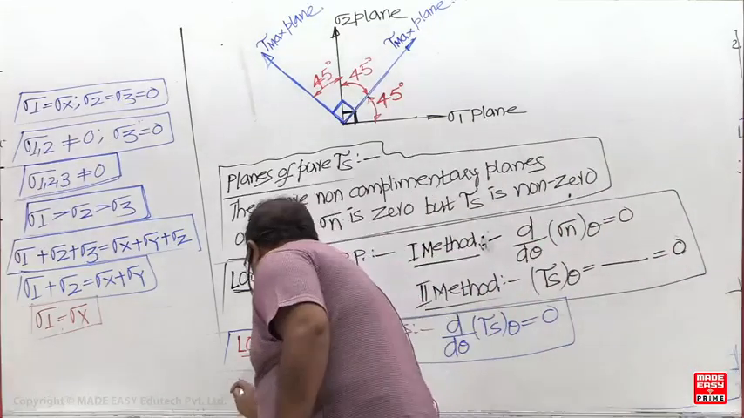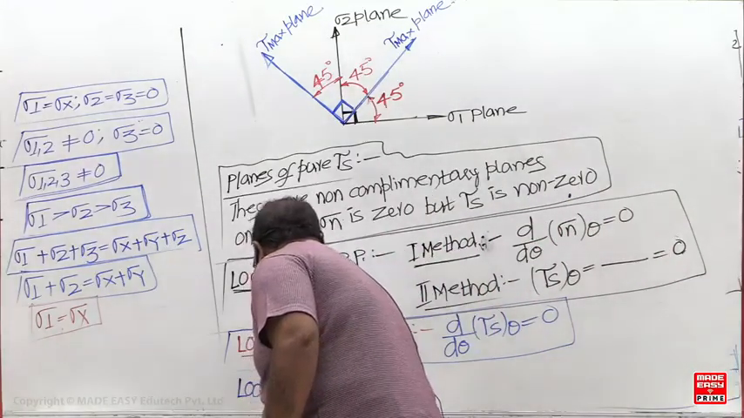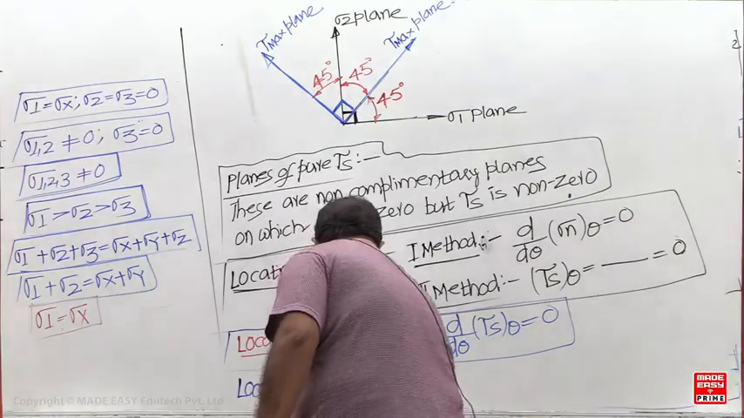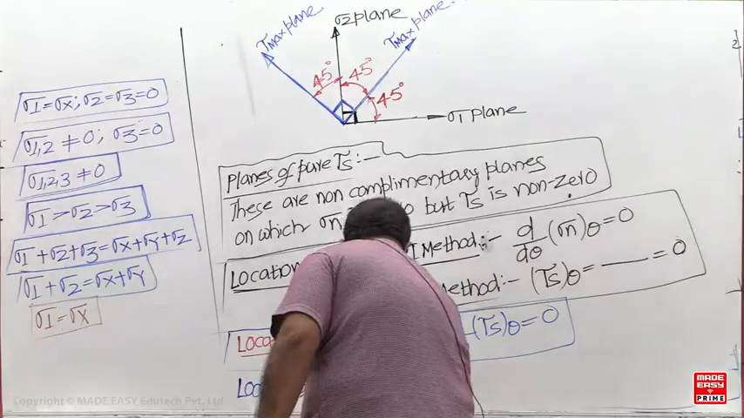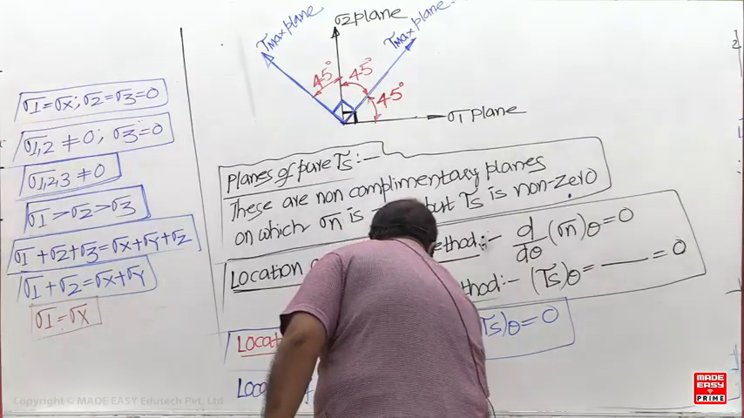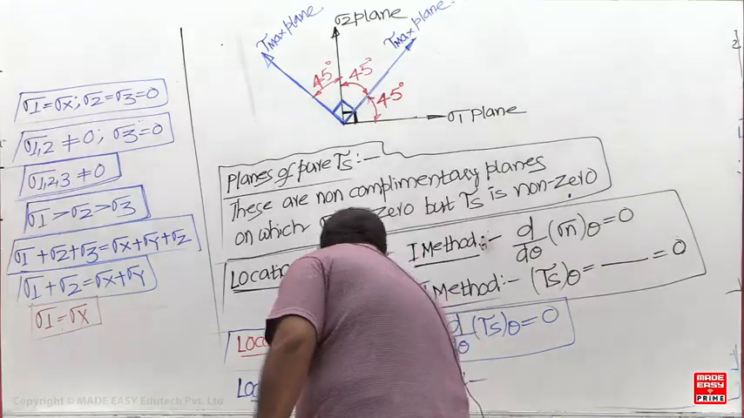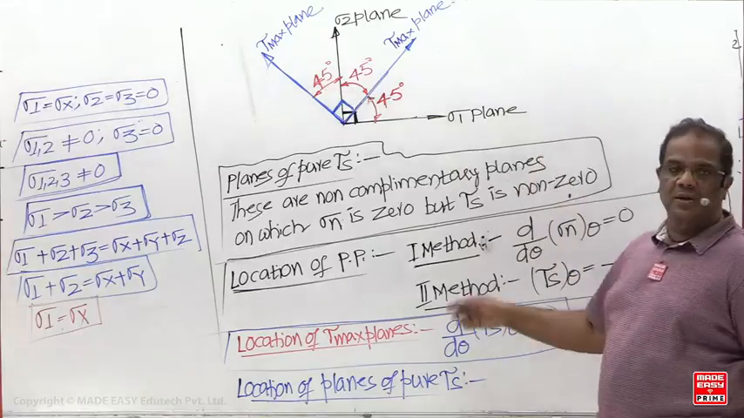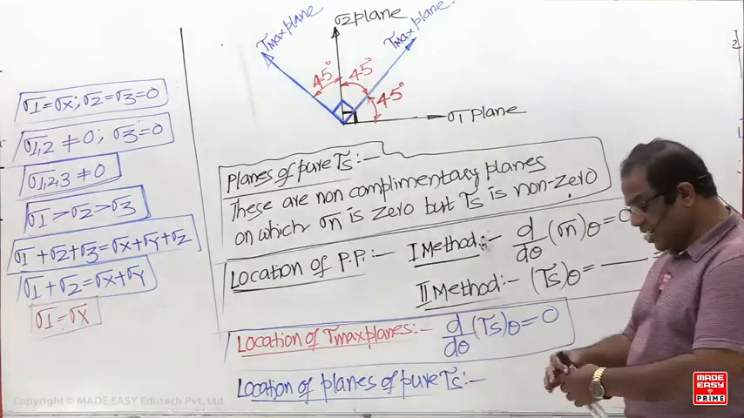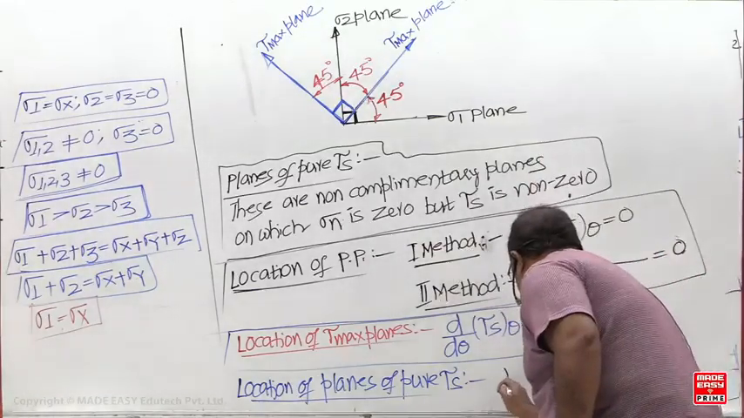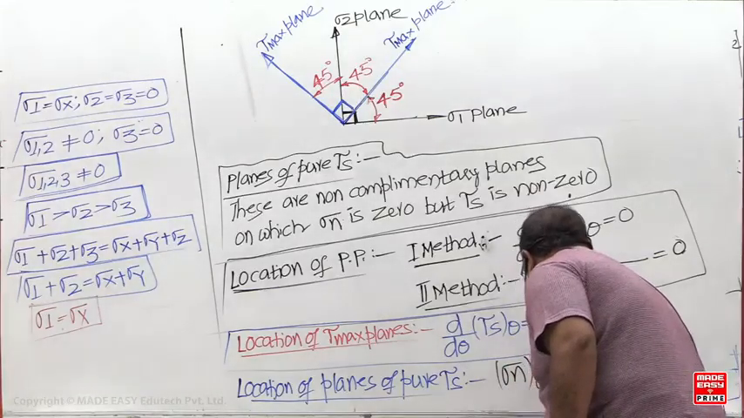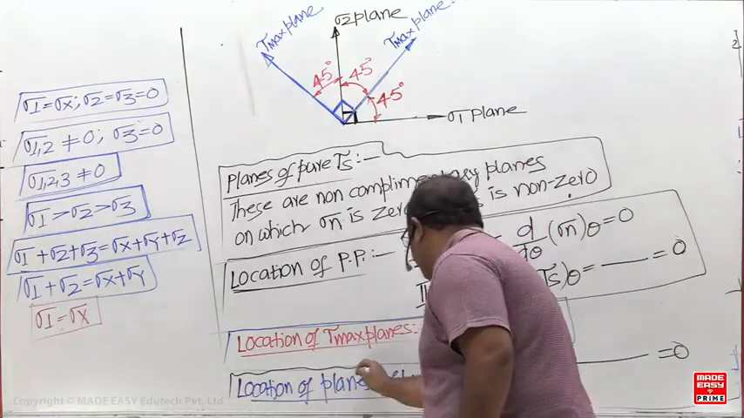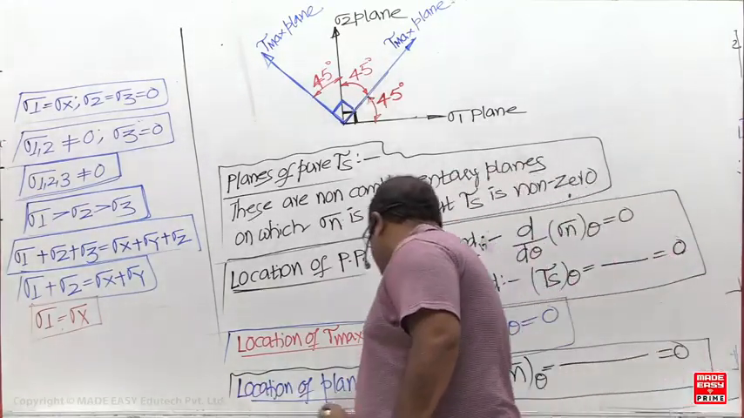Next, location of the planes of pure shear stress. On this plane, which you have studied, normal stress is 0 but shear stress is not 0, and is not maximum. Therefore these planes are located by which method? Equating the sigma n equation to 0. These planes are located by only one method, equating the sigma n equation to 0.